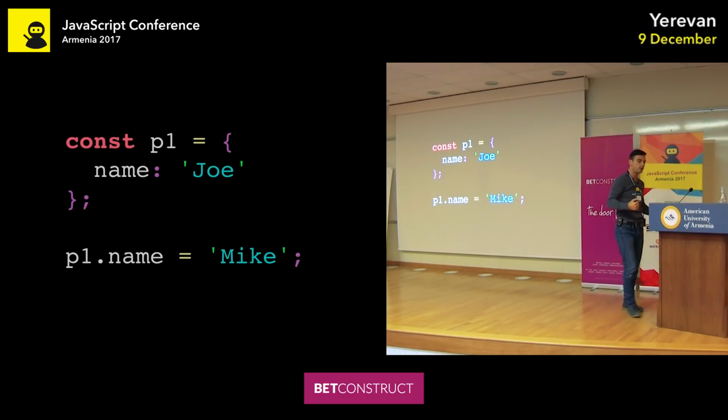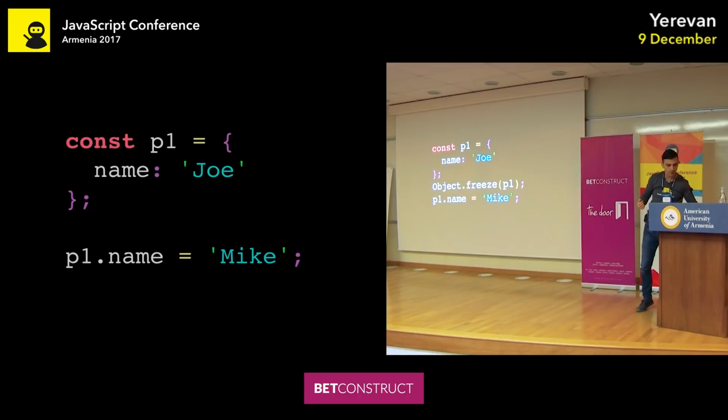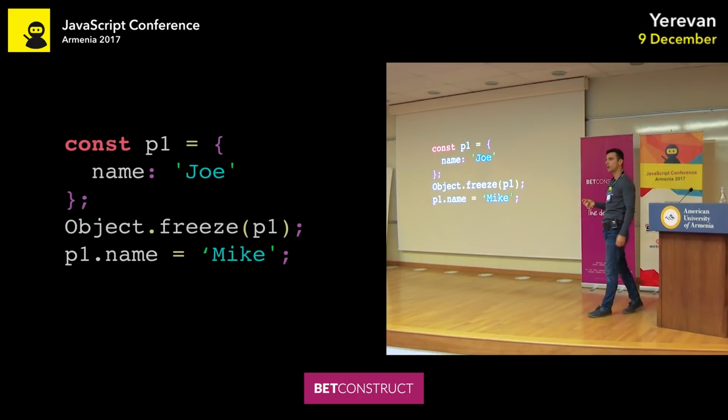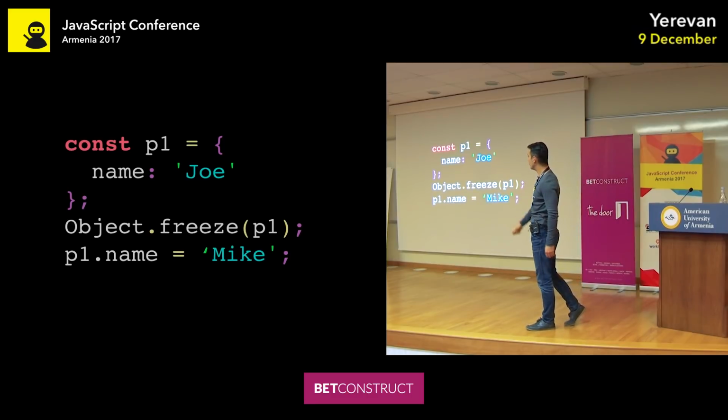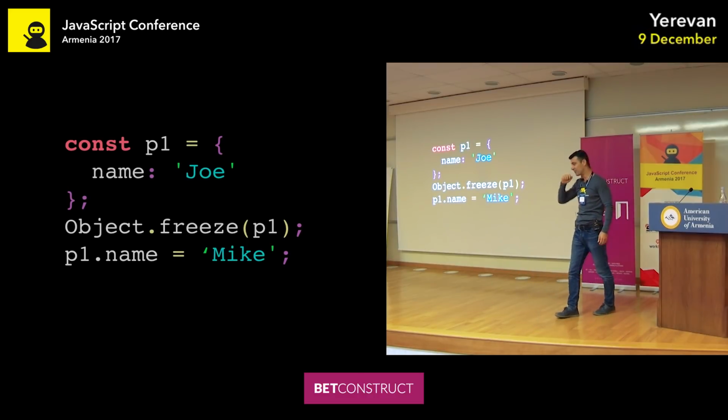So how do we get immutability? Well, there is a function called object.freeze. What does object.freeze do? It freezes this object. What does that mean? What that means is that later, if you try to modify the name, it won't let you. I don't want anyone here to use this function.